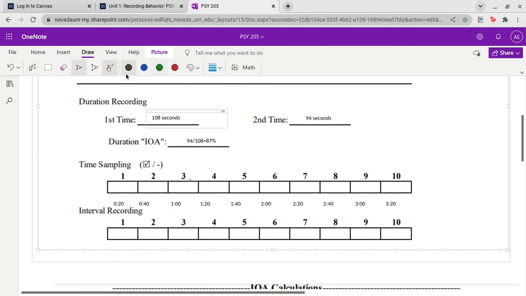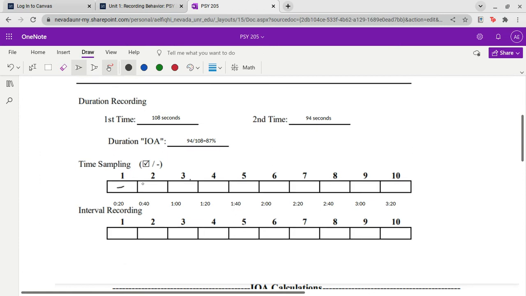So I'm going to try to draw on here. Forgive me if it is a little bit messy. So for 20 seconds, we got no occurrence of the behavior. At 40 seconds, we did get an occurrence. So that would be a check mark. At 1 minute, we did get another occurrence. So that means in those 5 seconds at 1 minute, she did engage in the eating lunch behavior. At 1:20, she also engaged in it. At 1:40, she also engaged in the behavior. At 2 minutes, she engaged in the behavior.